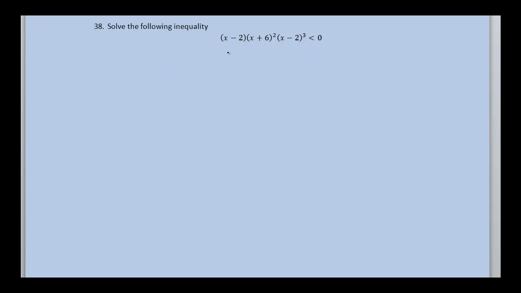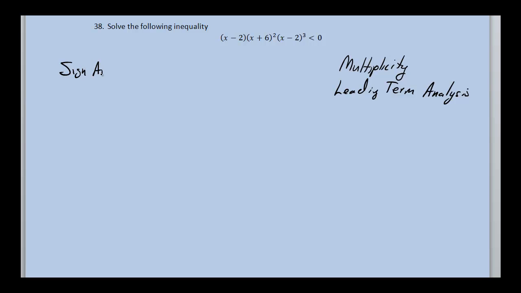Okay, in this next question, we're solving another form of inequality, but this is going to be a polynomial inequality. I'm not going to graph this one. If you want to graph it on your own, I recommend using the multiplicity theory and also the leading term analysis. But for right now, I know that on a final exam I'm going to be timed and I need to be expeditious, so I'm going to look at my sign analysis.